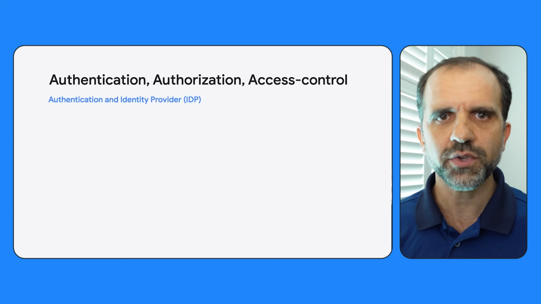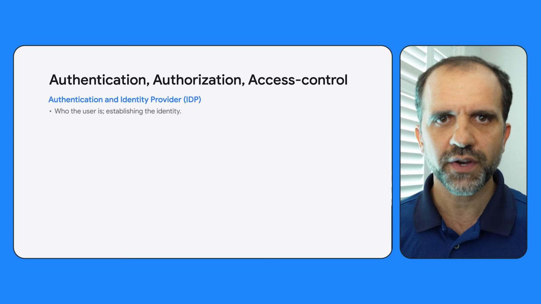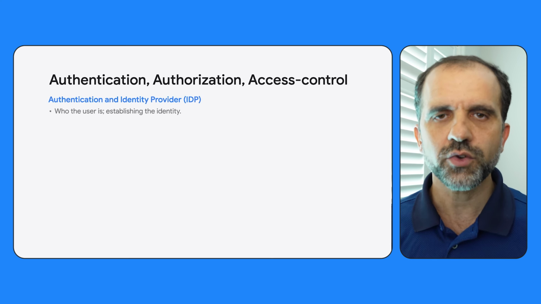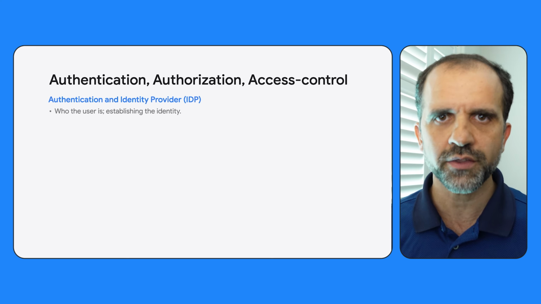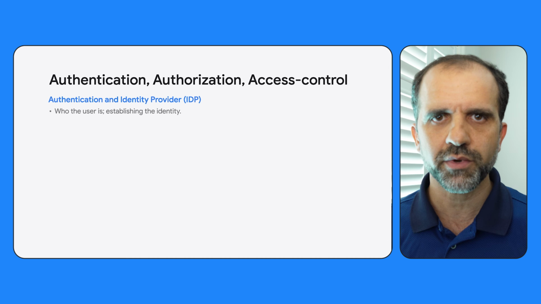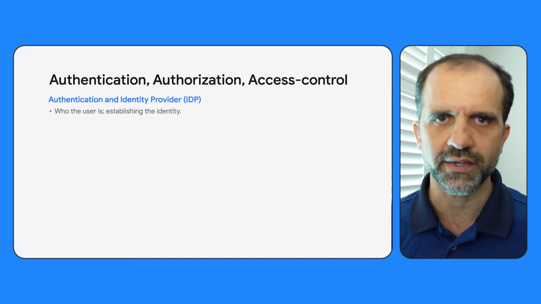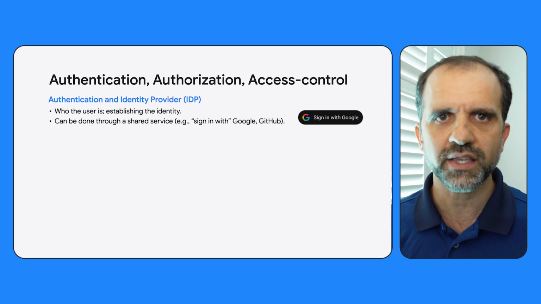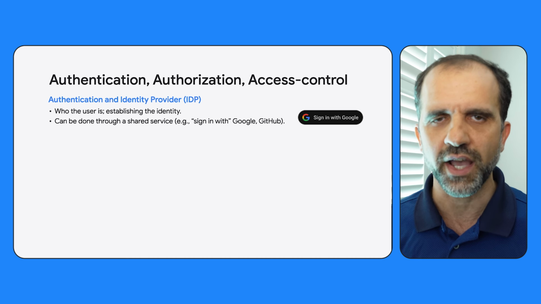Before getting into the details, let's make sure we are on the same page about some terminology. To decide what an app user has access to, we should first establish who the user is. This is the problem of authentication and might be done through a shared or a special purpose service. This service is called the identity provider. For example, Google provides a shared authentication service, and that's what you see on all websites that have the option of sign in with Google.